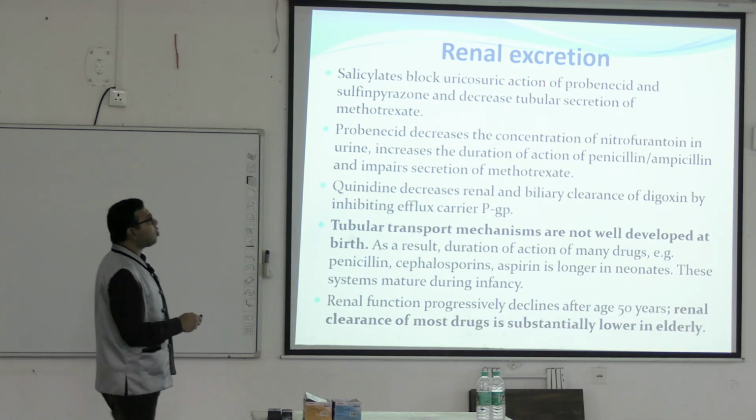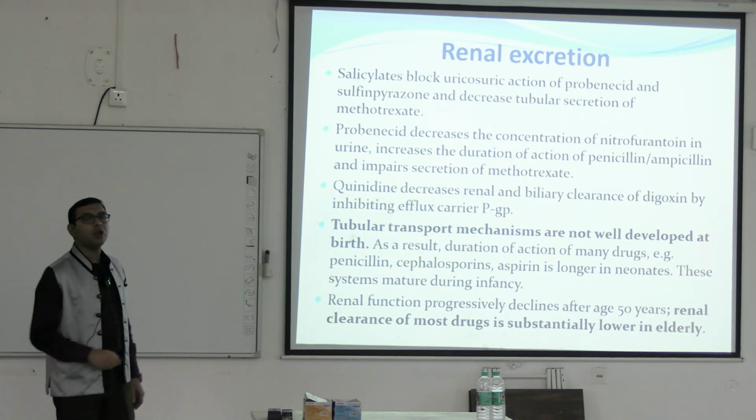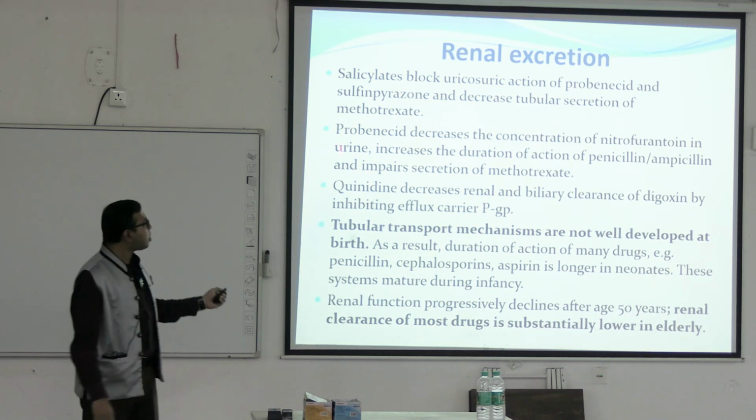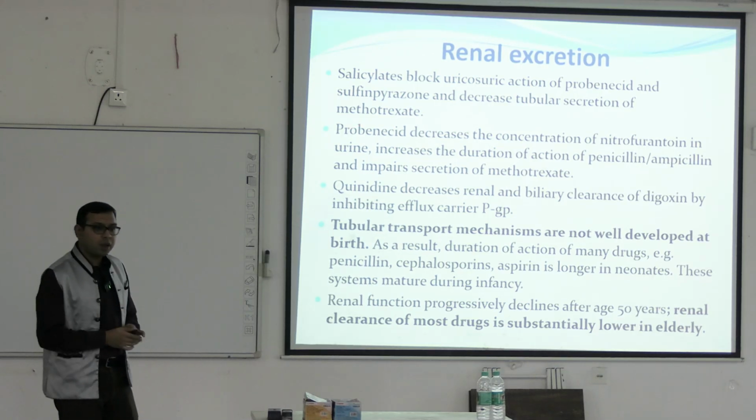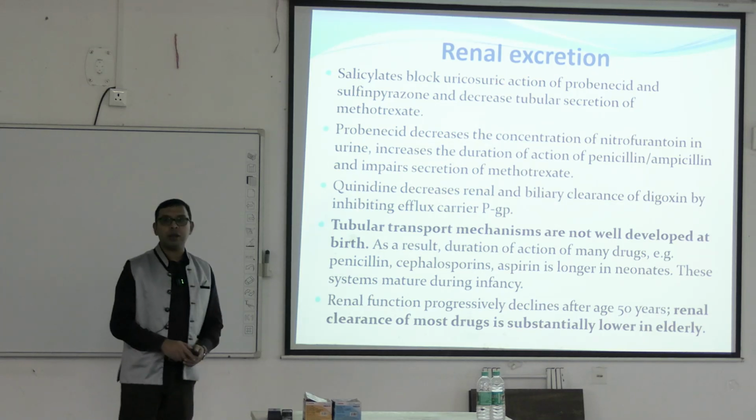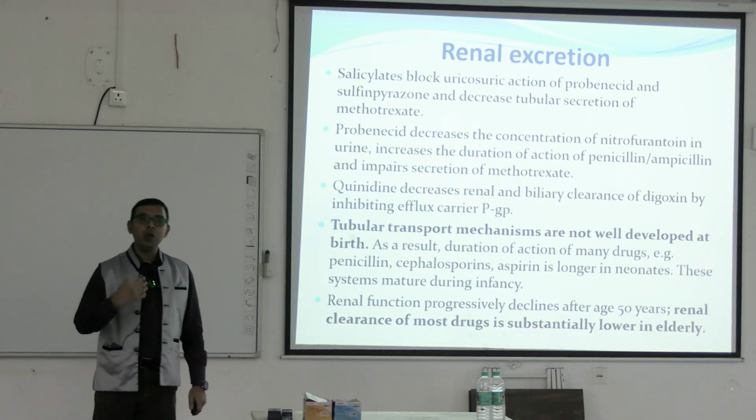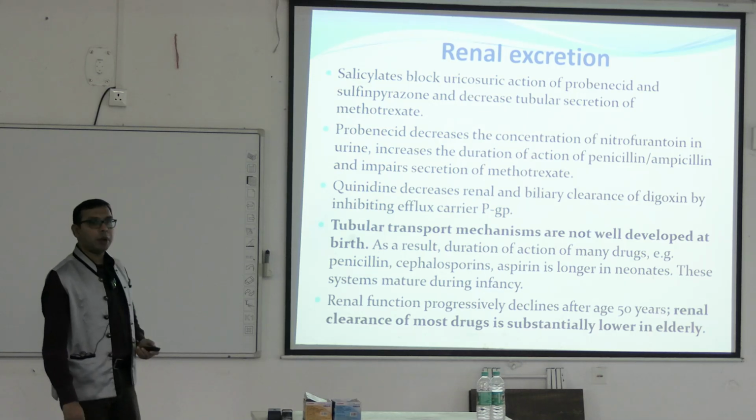Salicylates block the uricosuric action of the probenecid and sulfinpyrazone and decrease tubular secretion of the methotrexate. These are examples. Methotrexate is a drug and salicylate is another drug. When these two drugs are given together, salicylate blocks the uricosuric action of the probenecid. That is, probenecid mainly helps in uricosuria, that is blocked, and it decreases the tubular secretion of the methotrexate.